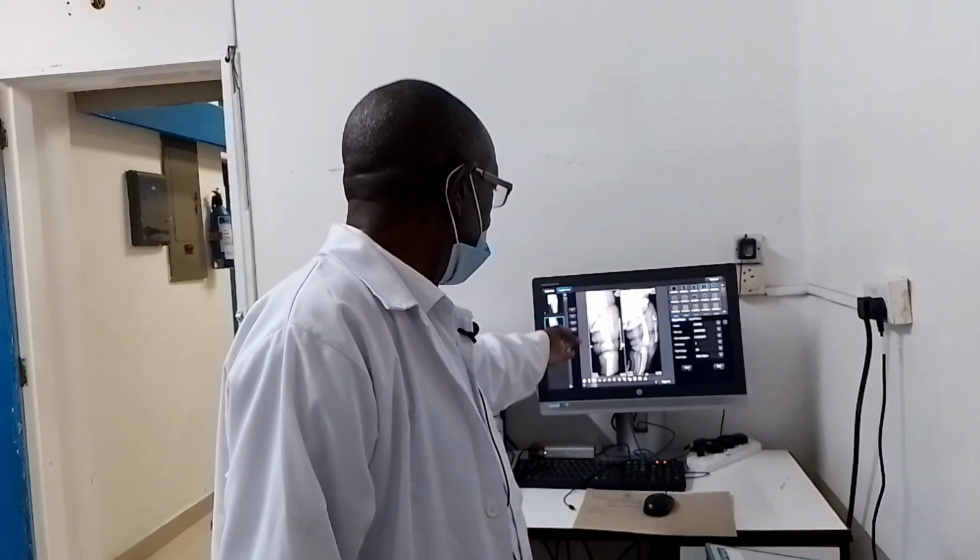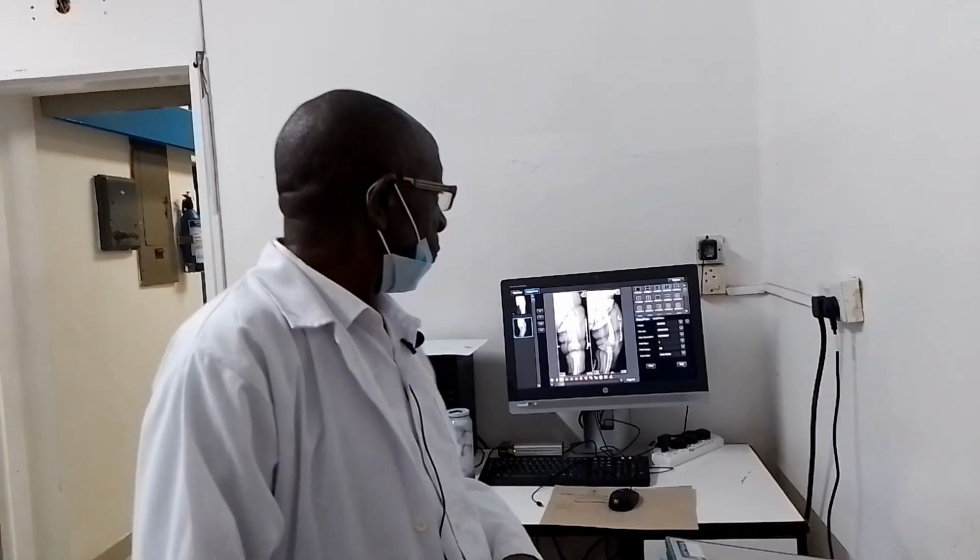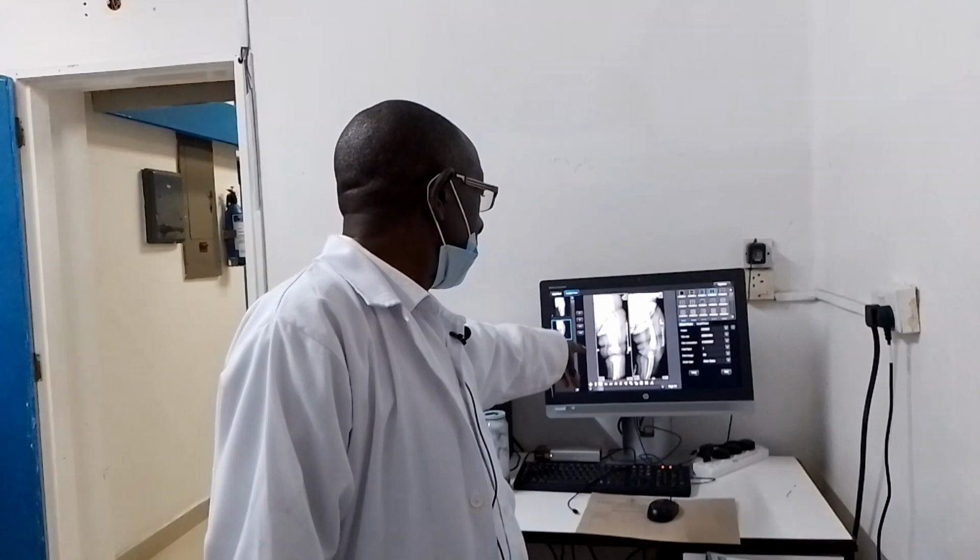That is the contrast. I am putting the tags like the left, the right, or any information you want to write, you can put it on with the computer there. And the exposures are done.